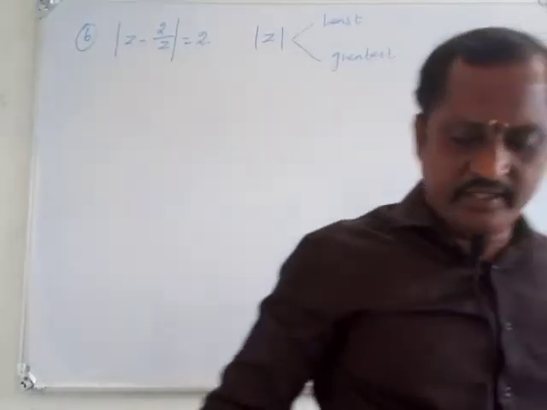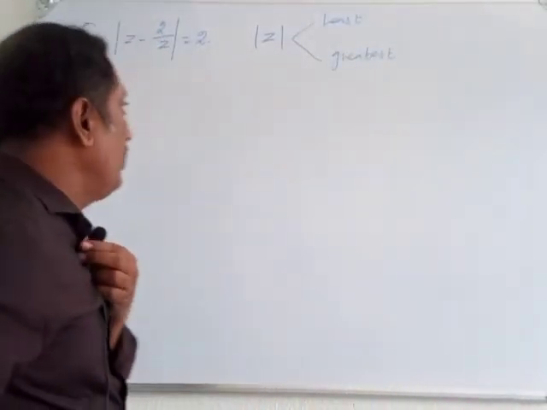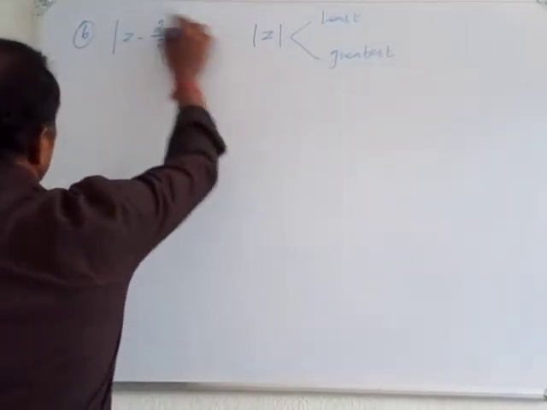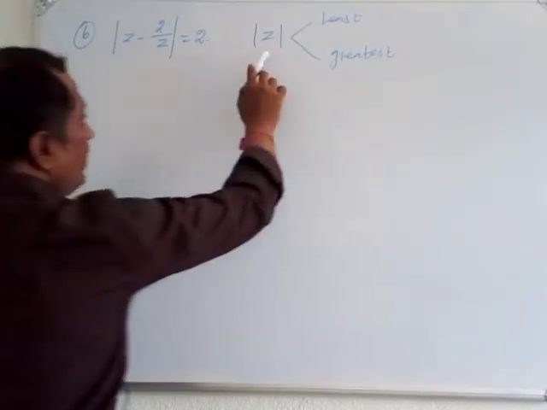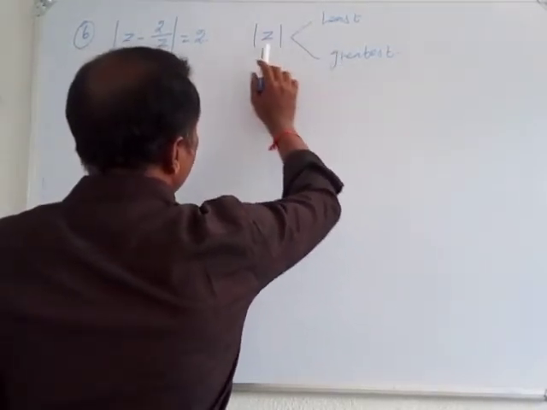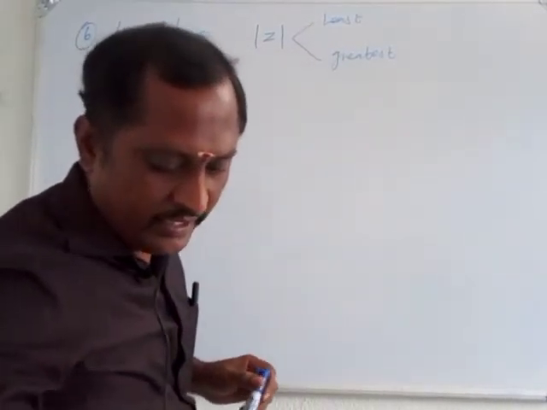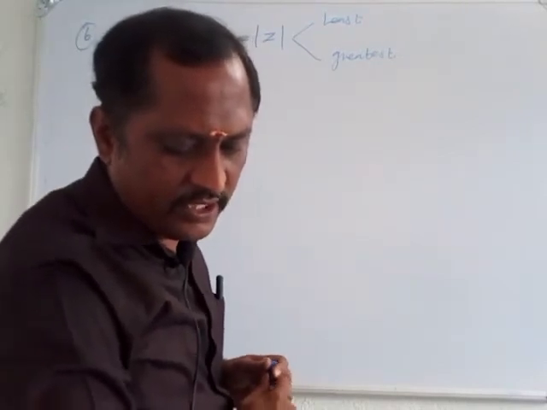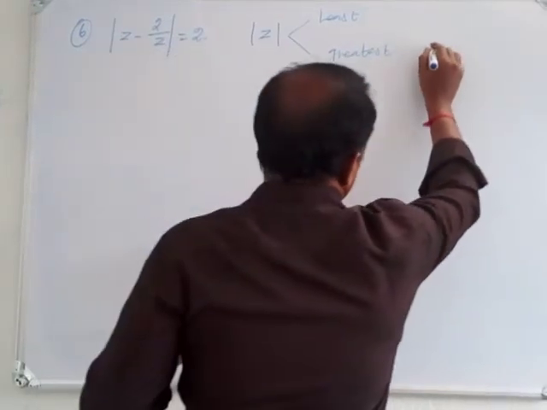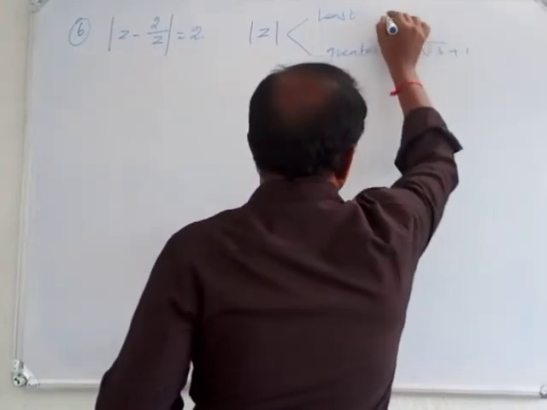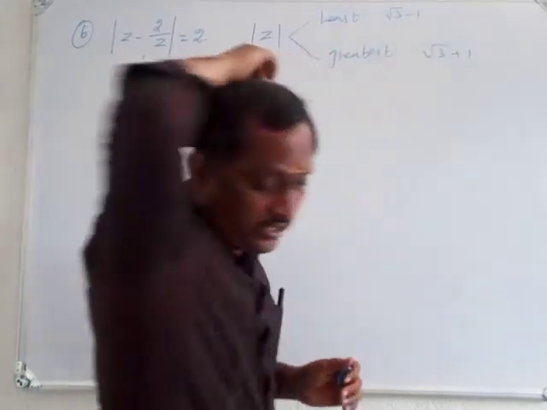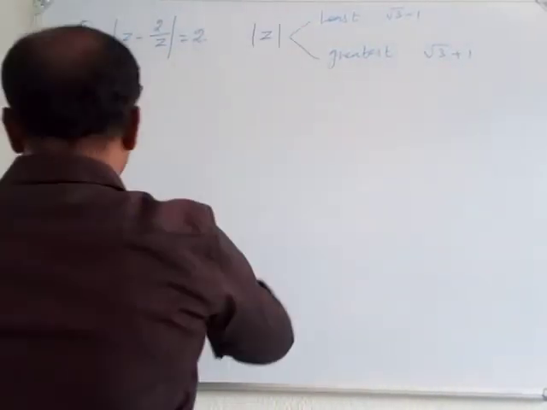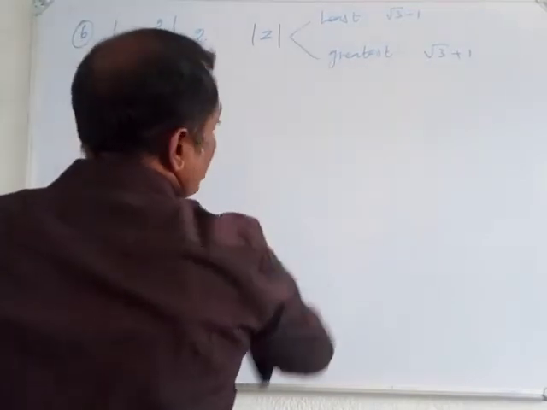Next exercise, 6th question. Given is modulus of z minus 2 by z is equal to 2. This is the given value. We have to find the least and the greatest value for modulus of z. The answer is also given: the greatest value is root 3 plus 1 and the least value is root 3 minus 1, respectively. We have to verify that this is the greatest value and this is the least value.